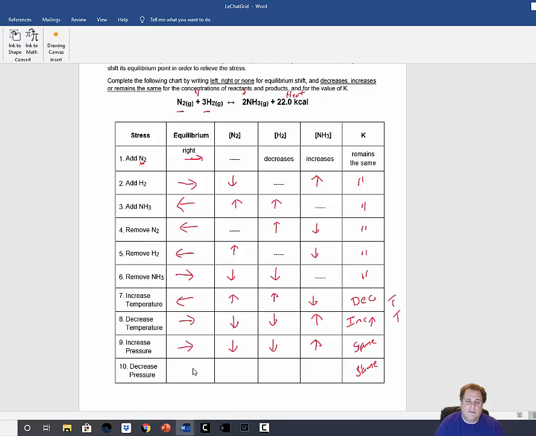Decrease in pressure, we shift to the side with more moles of gas, which of course will just be the opposite. We shift left. Shift left means these go up, this goes down. Okay. And just to reiterate, this isn't 11, this is the same. Same K only changes when temperature changes.